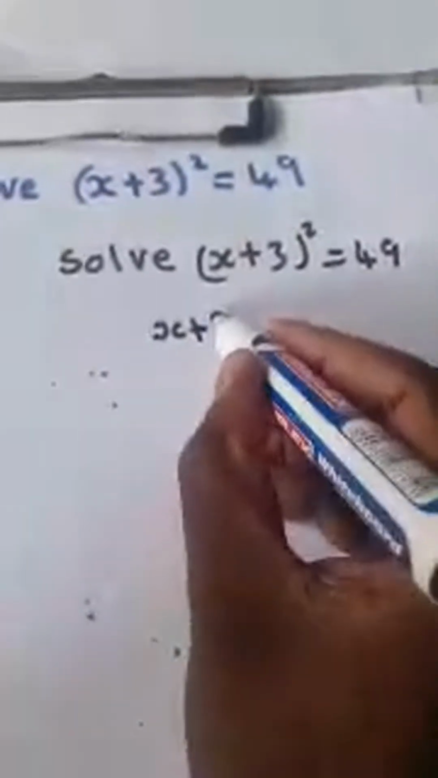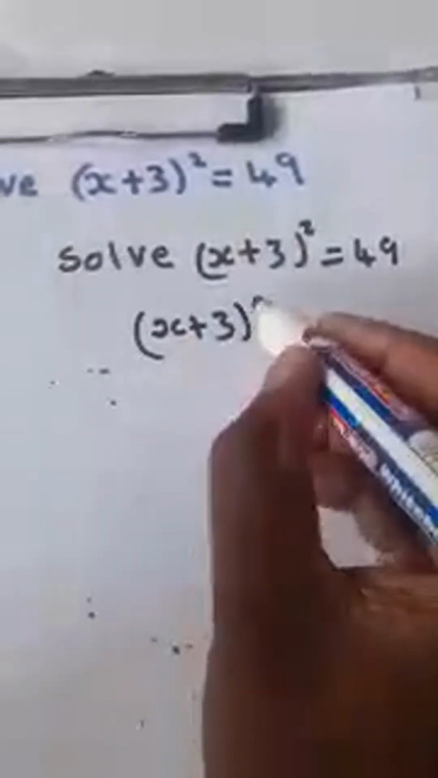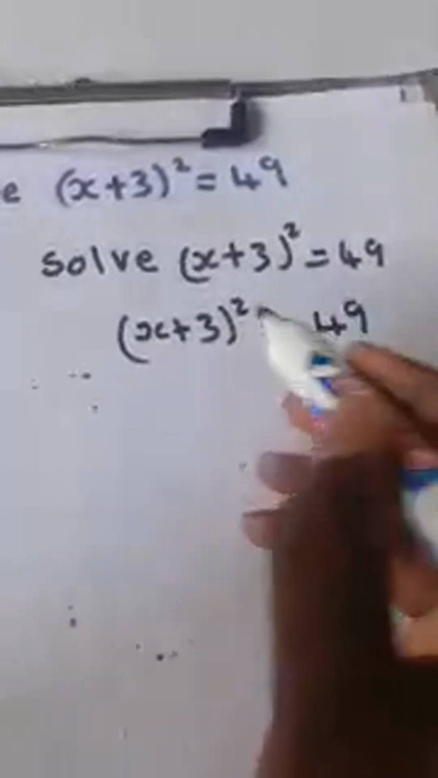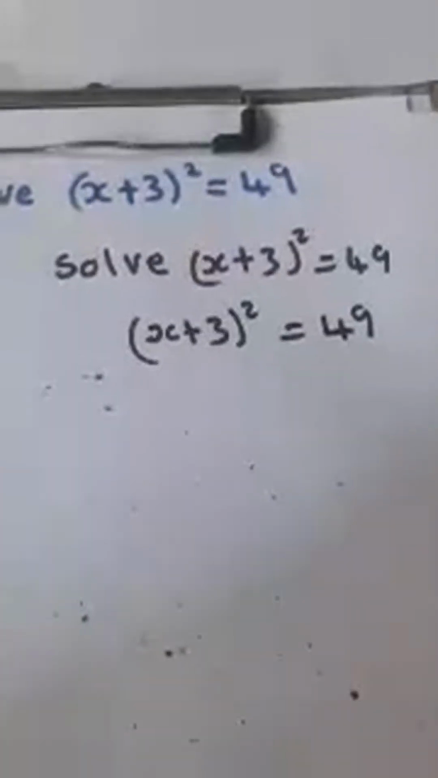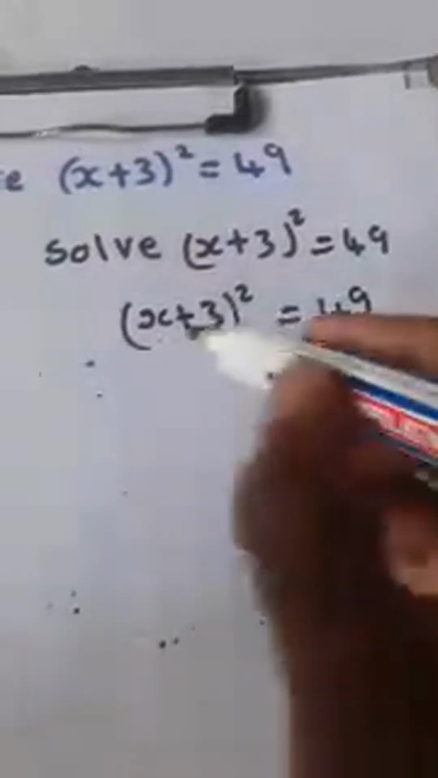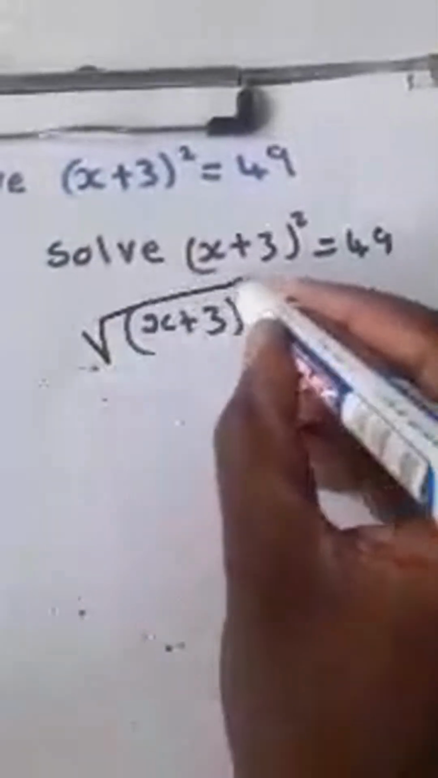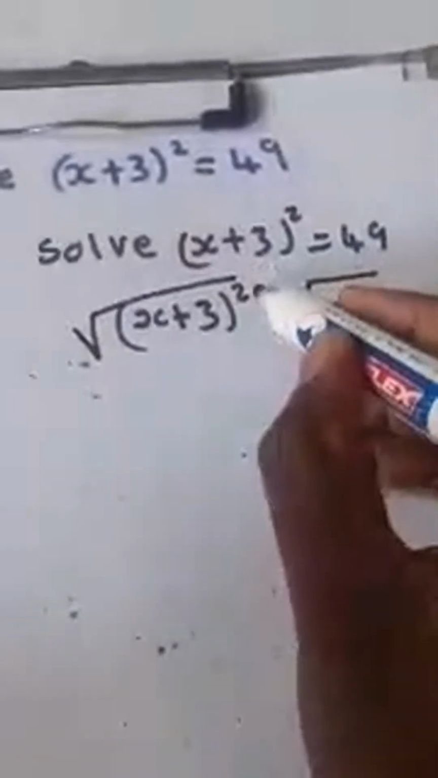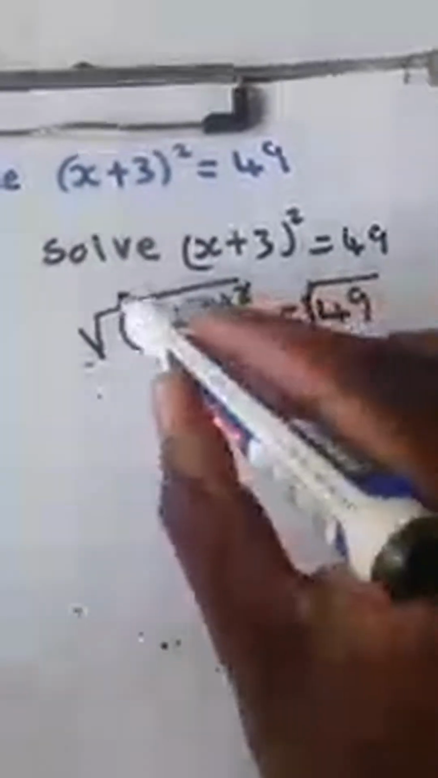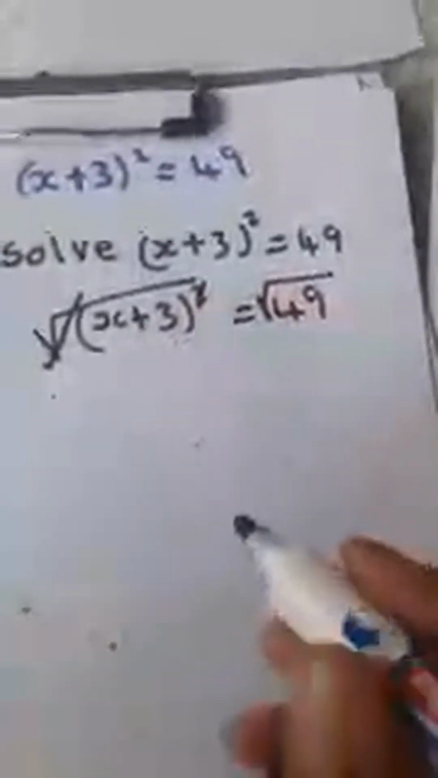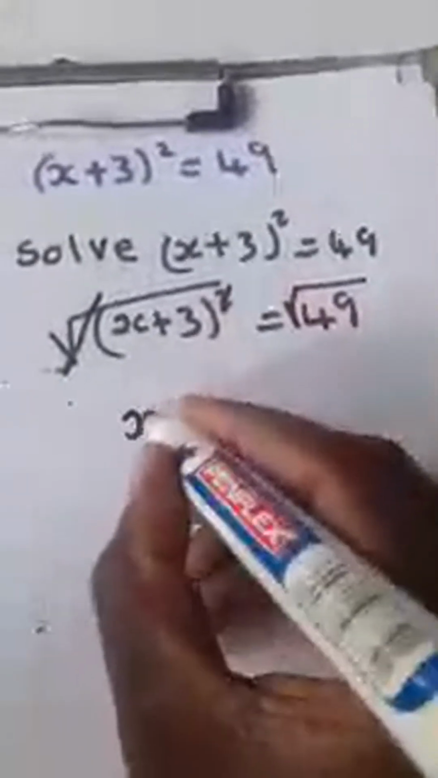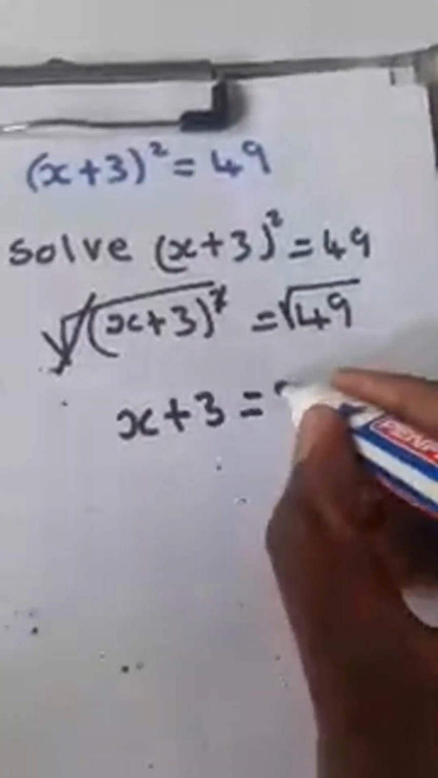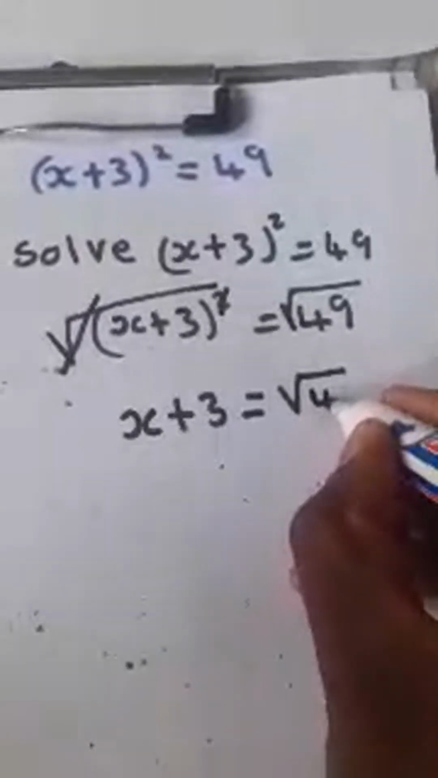Okay. So, x plus 3 power of 2 is equals to 49. We want to get rid of this square, right? So we're going to put a square root on both sides. Are we together? Then this power of 2 and this square root will cancel each other. Okay? So it will be x plus 3 is equals to root of what?